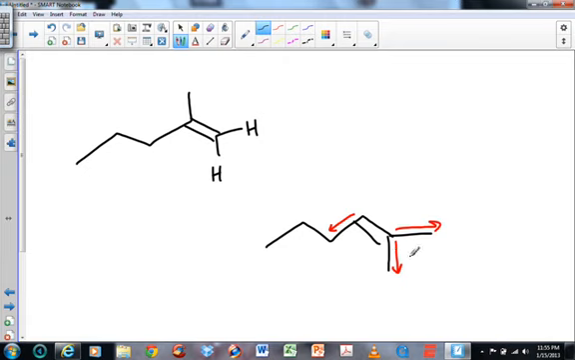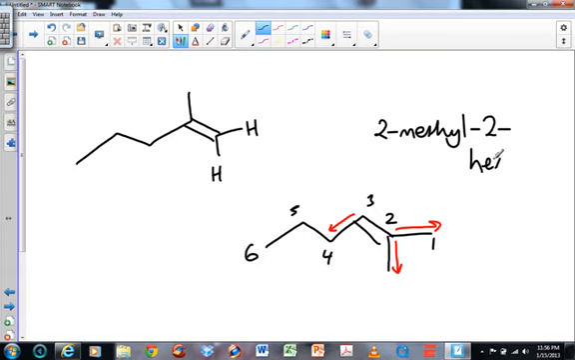So that means you just name this without cis or trans designation, which does make things easier, because now we can say carbon 1, 2, 3, 4, 5, and 6. Hexene, the alkene starts on carbon 2. There's a methyl on carbon 2, so therefore 2-methyl-2-hexene. No cis or trans, because we can't use that when we've got two of the same group off one side of the double bond.